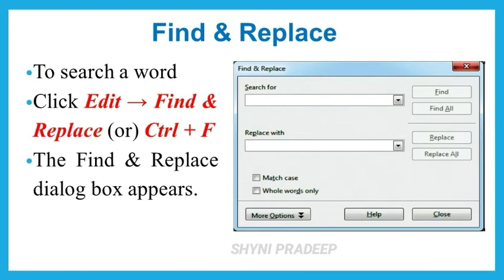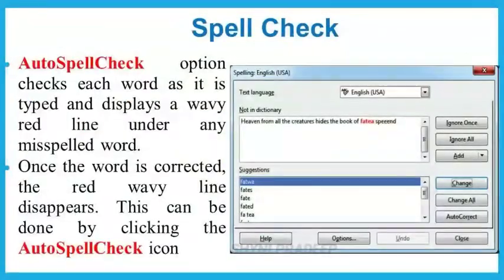If that Bombay word is available in that document in many places, and if you want to change that word in all places of the document, just click the find all option. Then all the Bombay words will be highlighted, and if you want to replace that Bombay word in all places in that document, you have to just press the replace all option. All the highlighted Bombays will be changed to the Mumbai. Okay. And the next topic is spell check.